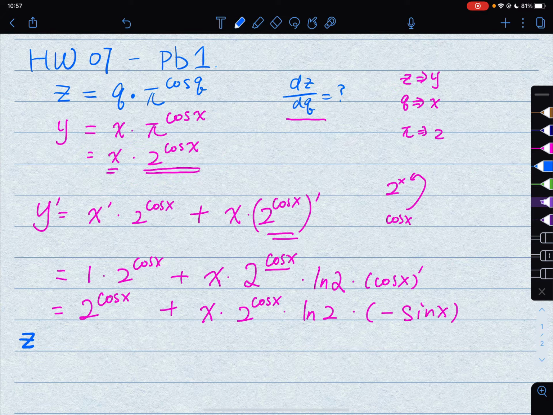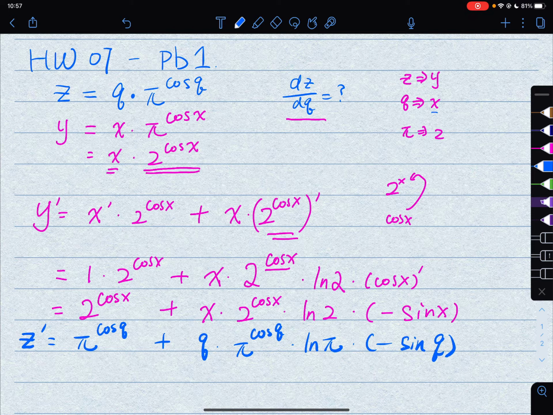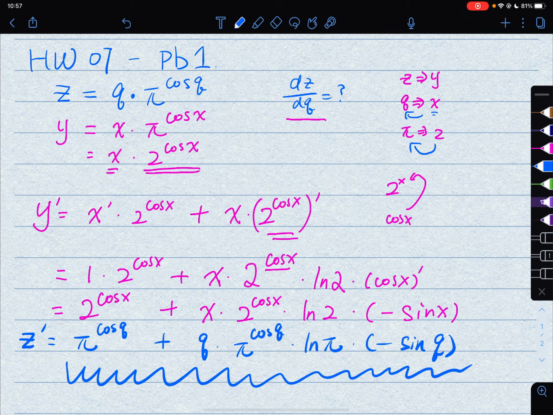It's saying z prime is pi to the cosine of q plus q times pi to the cosine q times ln of pi times negative sine of q, right? Every single x has now gone back to being called q. Every single 2 has now gone back to being called pi. So this is the final answer to my question.